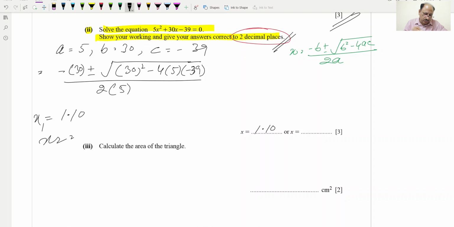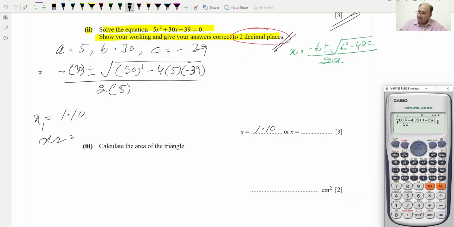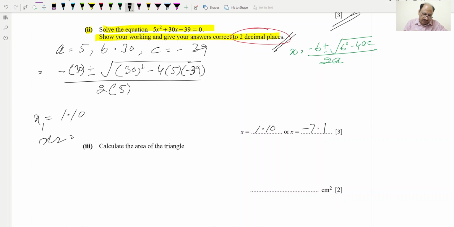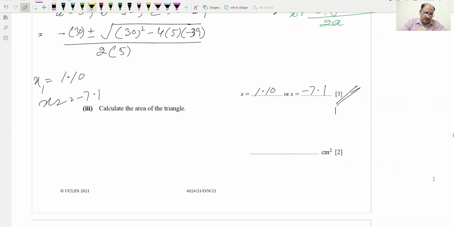And for x2, the second value, we will be changing plus into minus, and this is equal to minus 7.098, so we can write minus 7.1. So minus 7.1 will be our answer up to 2 dp. This was a 3-mark question, and it's a simple, straightforward, very easy question.